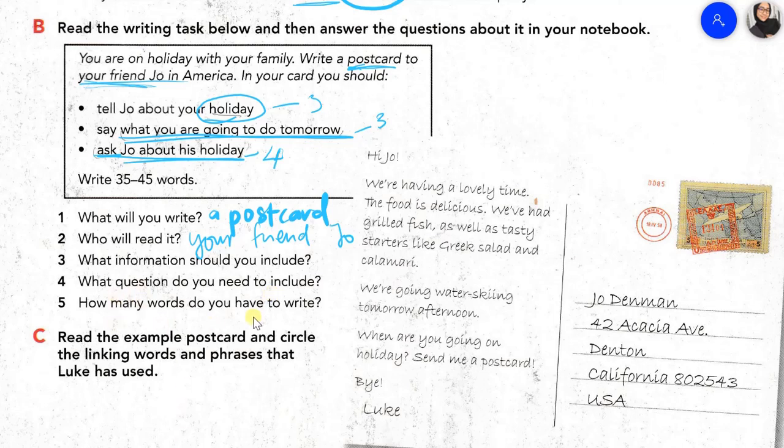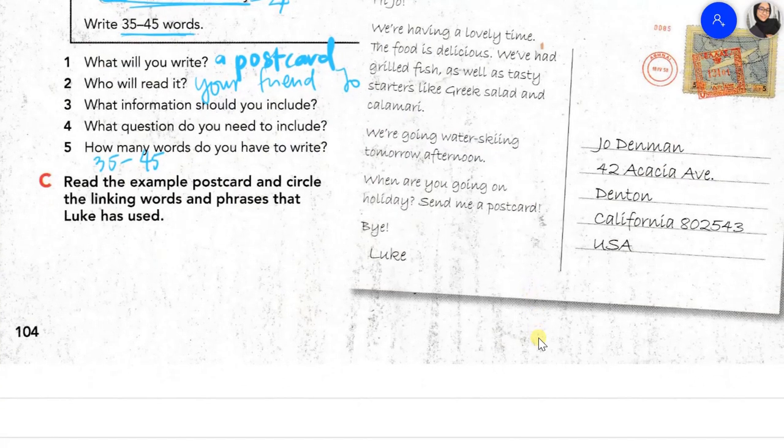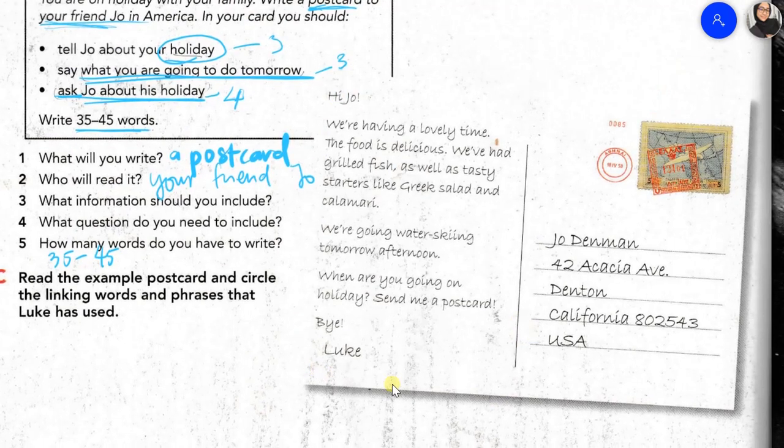How many words do you have to write? 35 to 45 words. How many is 35 to 45? It's about this long, very short one. Okay? Actually, 35 to 45 words looks like this. So in case you're wondering, this is what a postcard looks like.